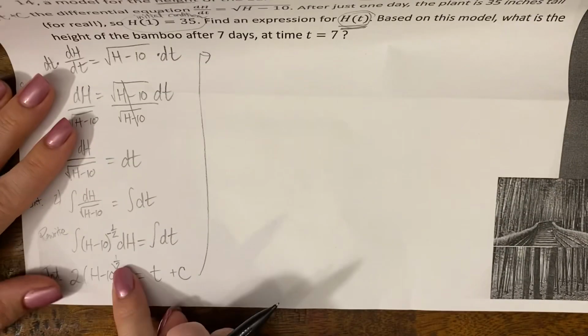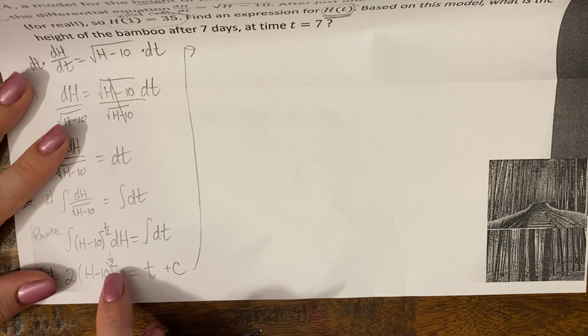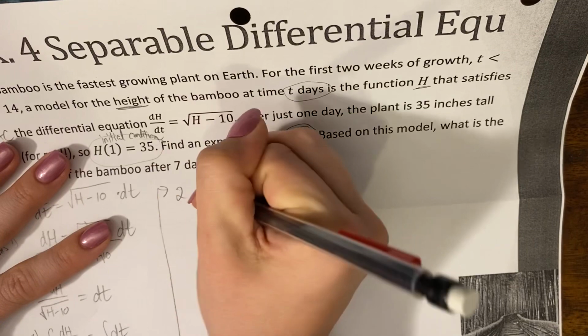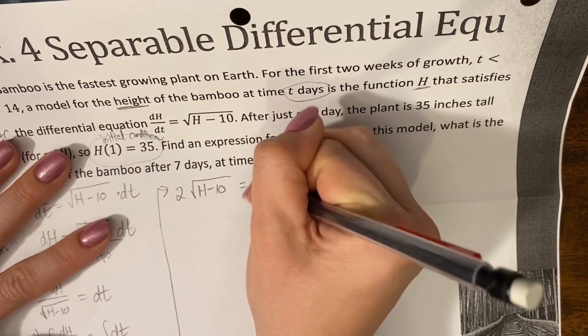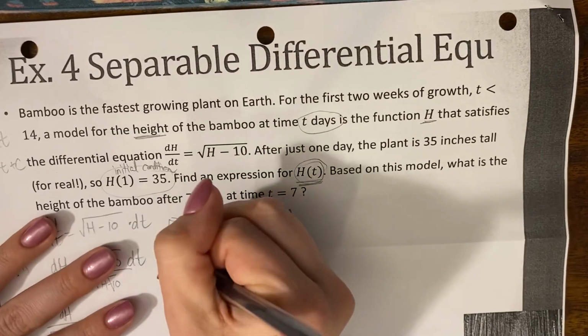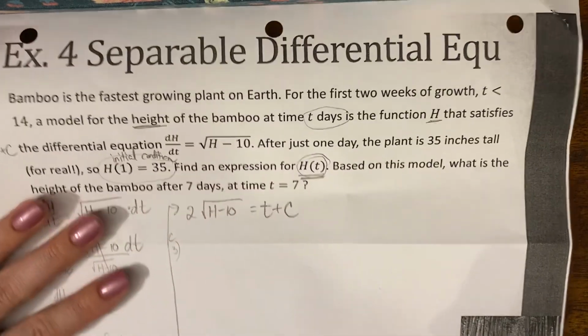Okay, so I know 2 h minus 10 to the half. I'm going to rewrite this as 2 root h minus 10 equals t plus c. Now I'm going to do step 3, which is solve for the c.